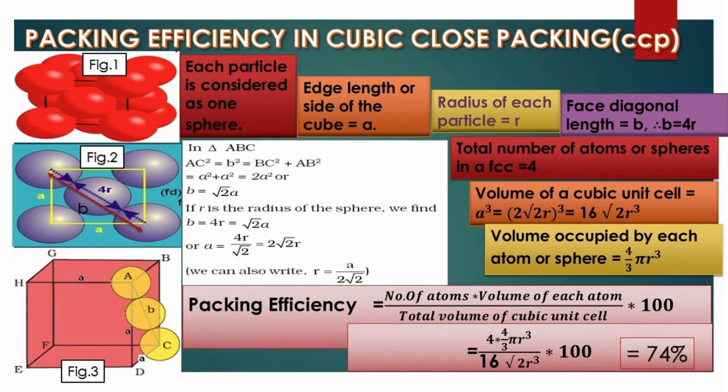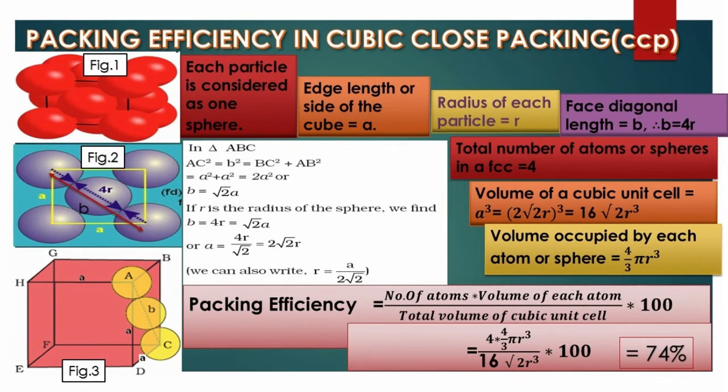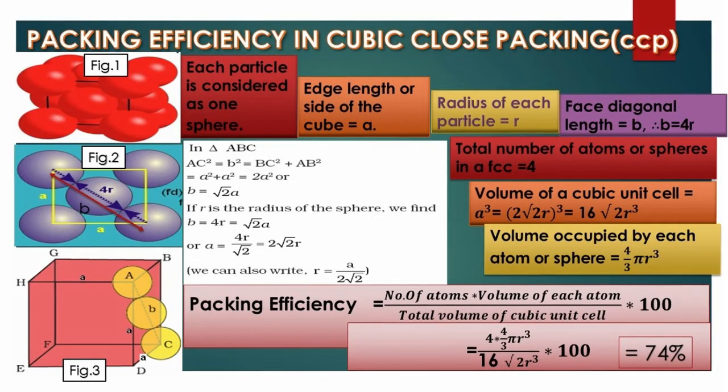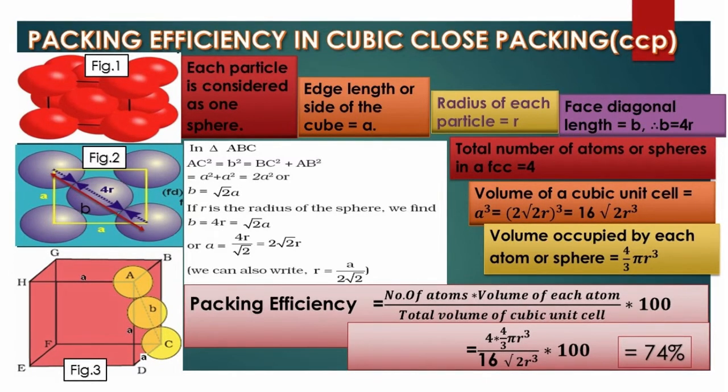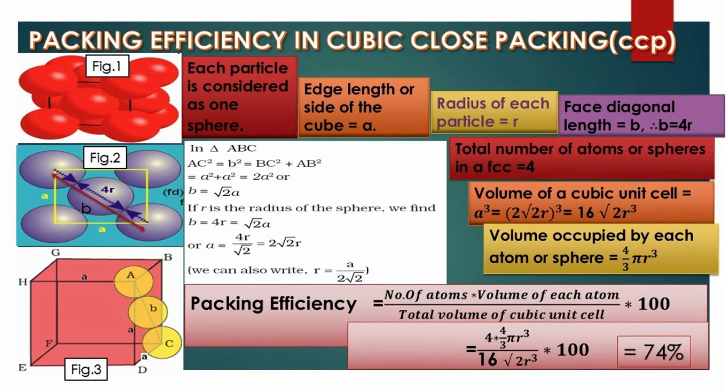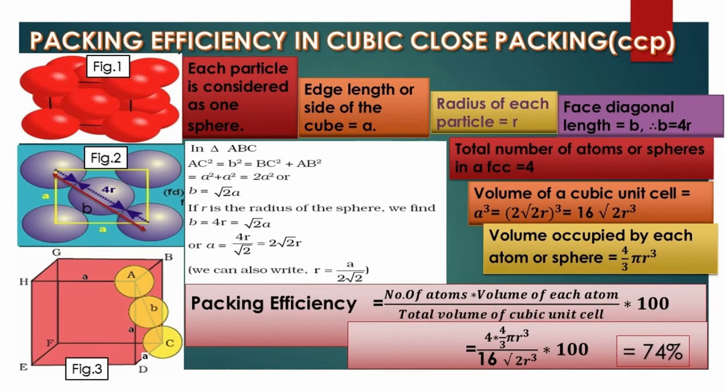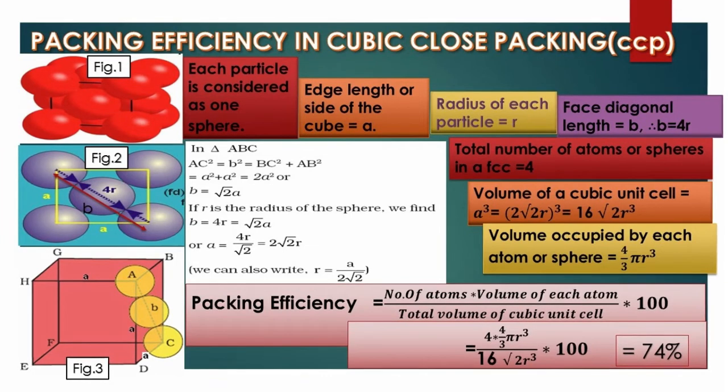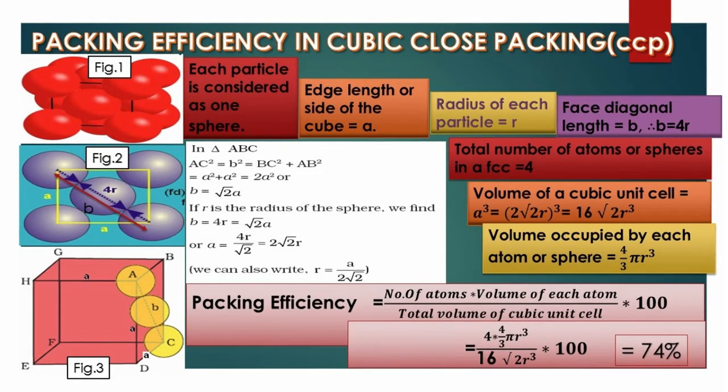And we also know the total number of atoms in an FCC unit cell is equal to 4. And we have the unit cell in the cubical shape. And we know the volume of a cube is equal to a³. Substitute the value of a in this equation. a is equal to 2√2 r. So a³ will be equal to (2√2 r)³, which will be equal to 16√2 r³. Volume occupied by each atom, which is spherical in shape, will be equal to 4/3 πr³.